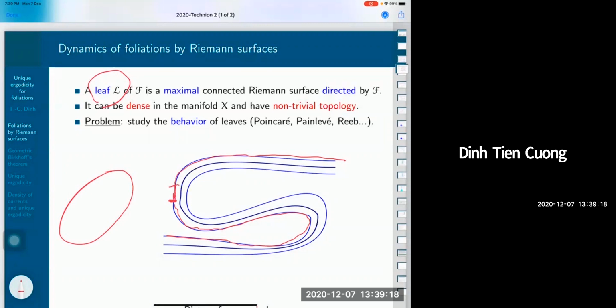So now the main problem here is like a dynamical system. We want to understand the leaves of this foliation. I will be more precise later.